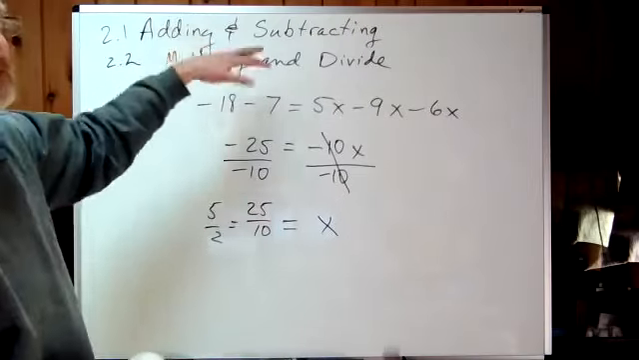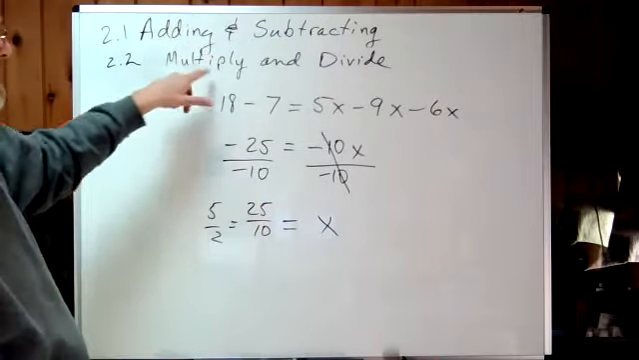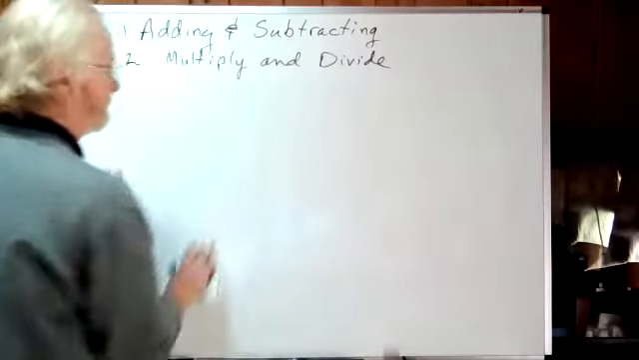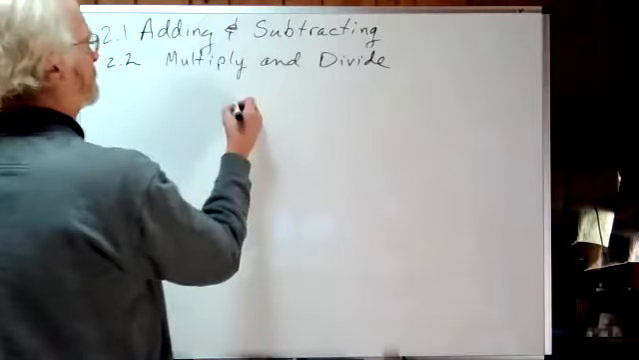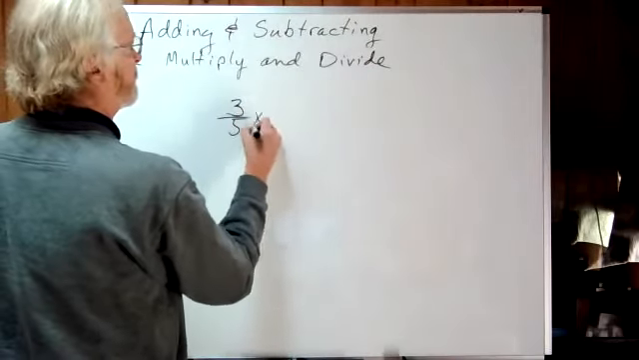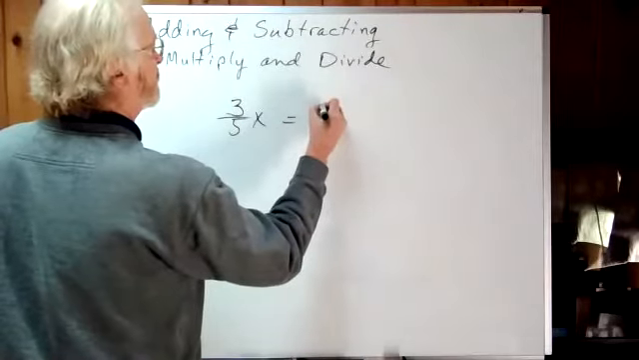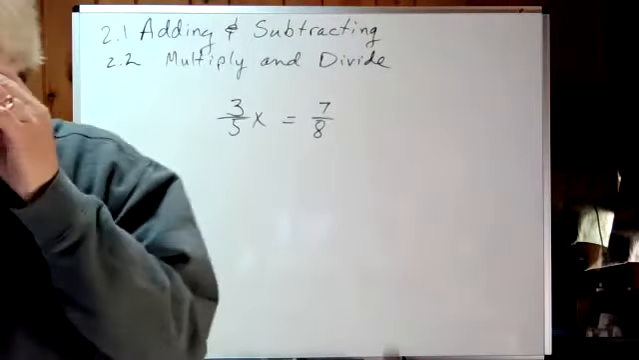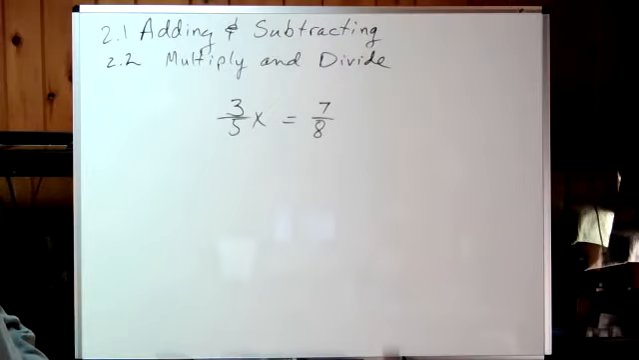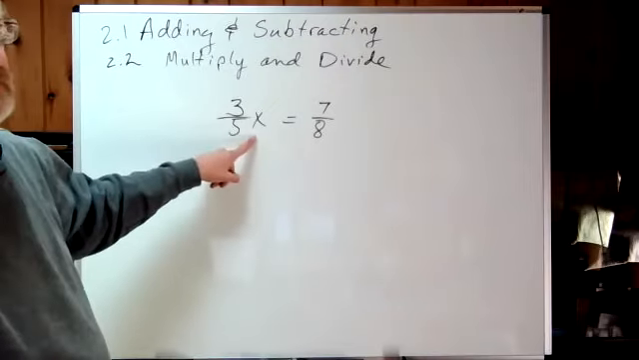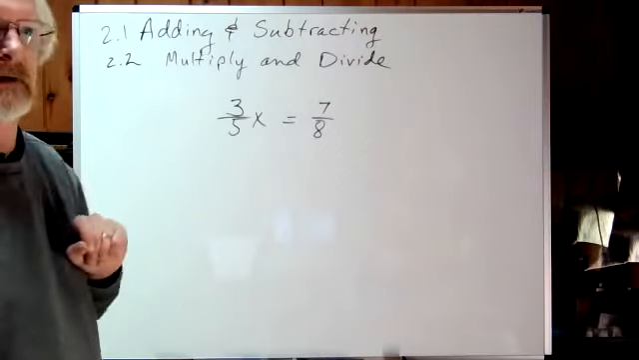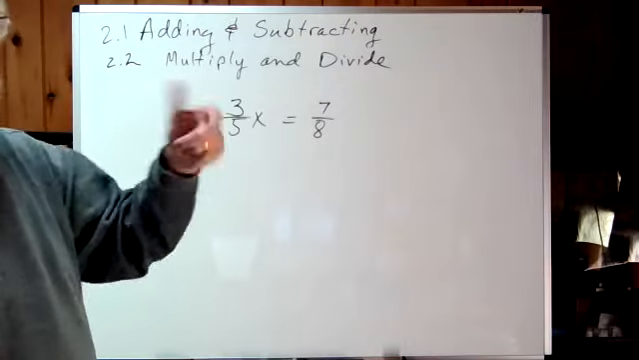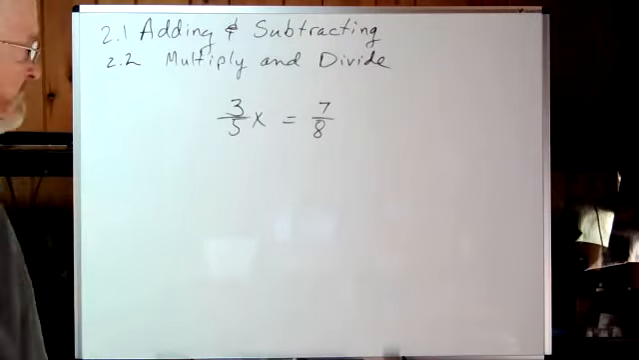Inverses: add and subtract are inverse operations, opposites. Multiply and divide are inverse operations. Fractions. Well, this variable is being multiplied by 3/5. It has a multiplicative inverse, the reciprocal, multiplied by its reciprocal to cancel out the fraction.